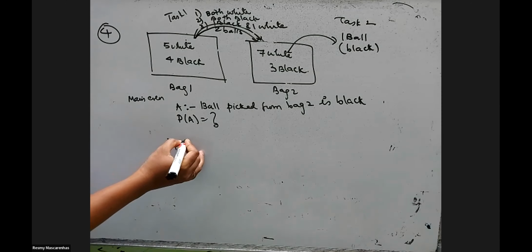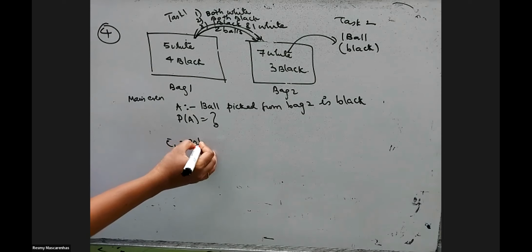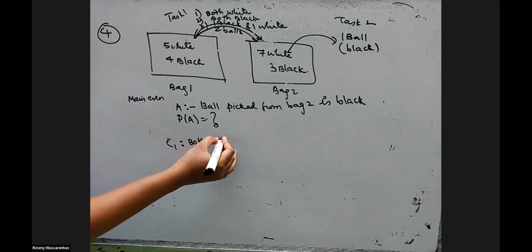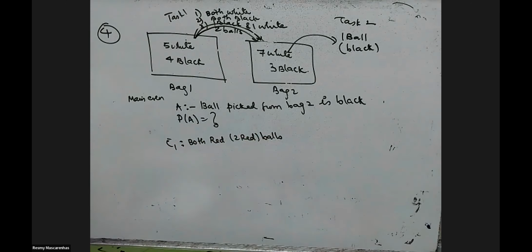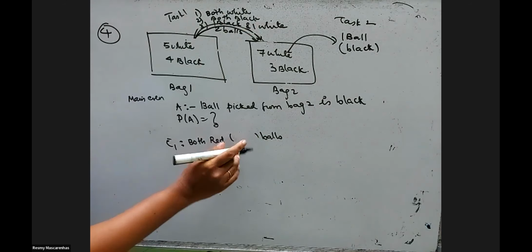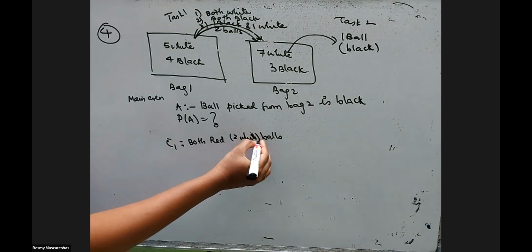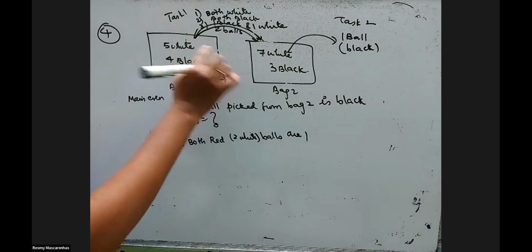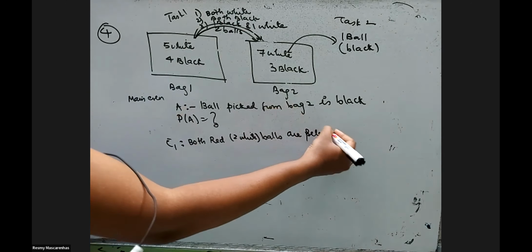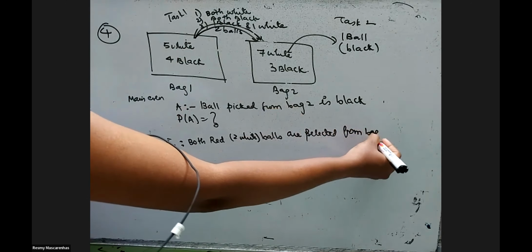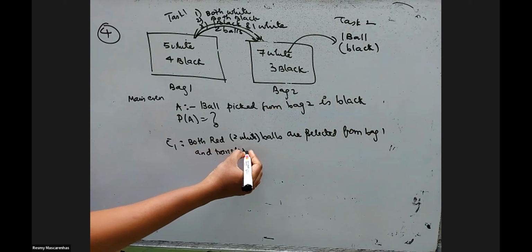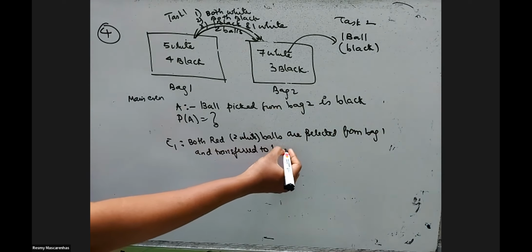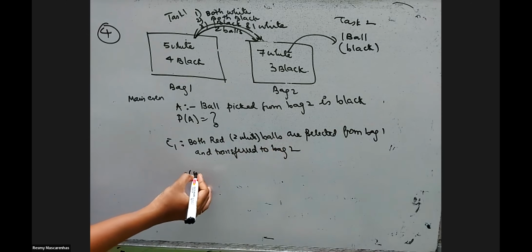P1 will be what? Both red means 2 red balls. Both red means 2 red, sorry, not red, white. 2 white balls are selected from bag 1 and transferred to bag 2. So let us find what is the probability of E1.